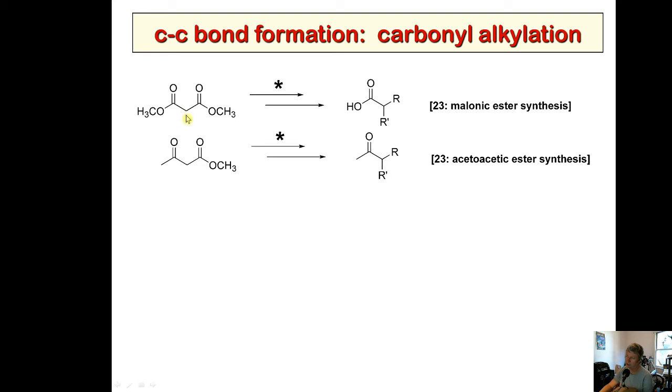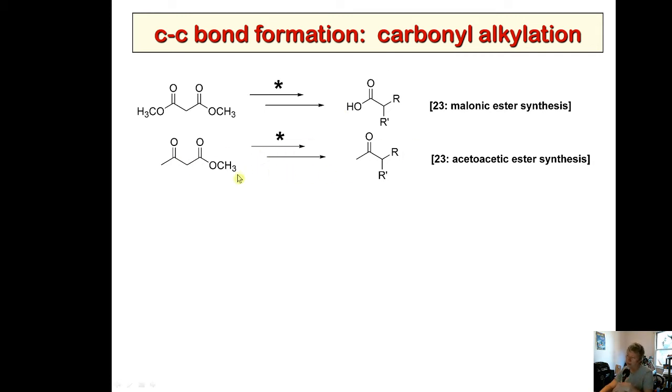The idea, as you recall, and you have to review this yourself, is that we use a base, we take off a proton, and then we can attack something, because these are highly acidic positions, right? We take off the CH, we can attack something like an R group, and then do it again, and then we hydrolyze off the esters, and then it loses CO2, and you make a substituted carboxylic acid with 2 R groups on it.